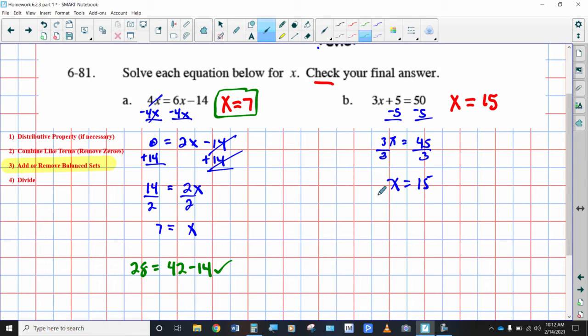So let's check that. 3 times 15, that is 45, and plus 5 is equal to 50. Absolutely, that was an easy check. We feel confident to declare our answer: x is equal to 15.